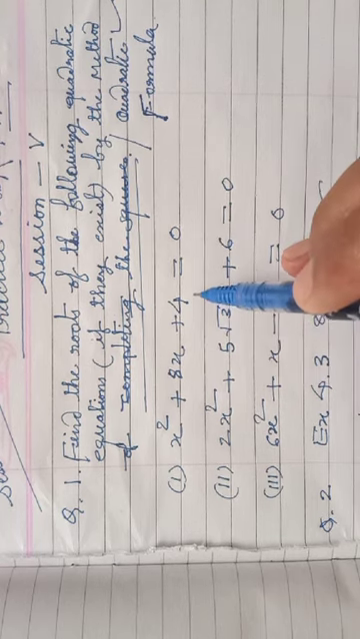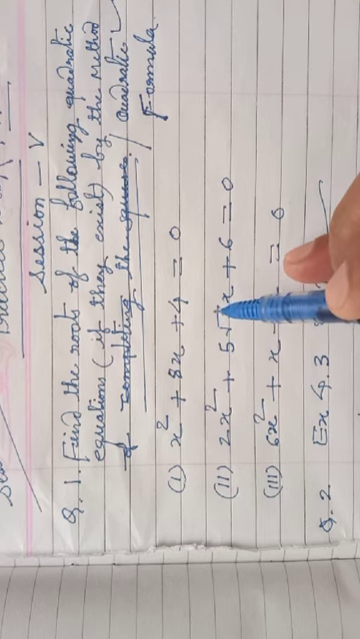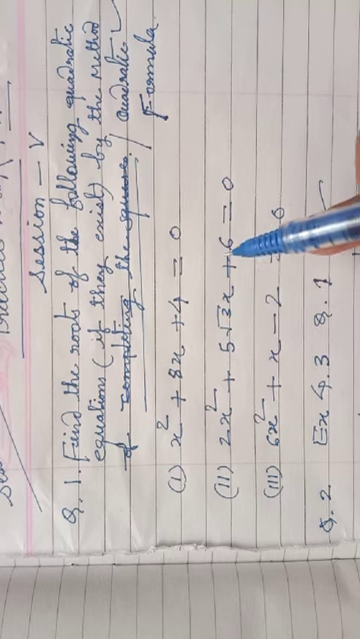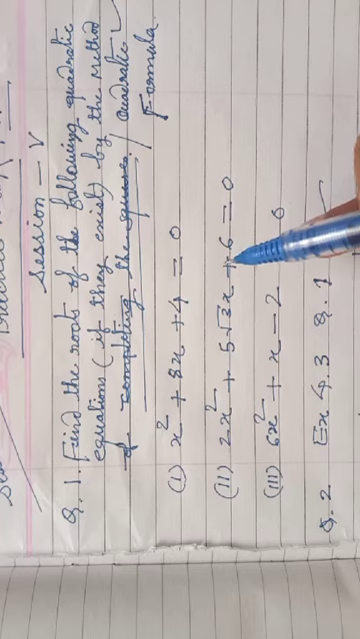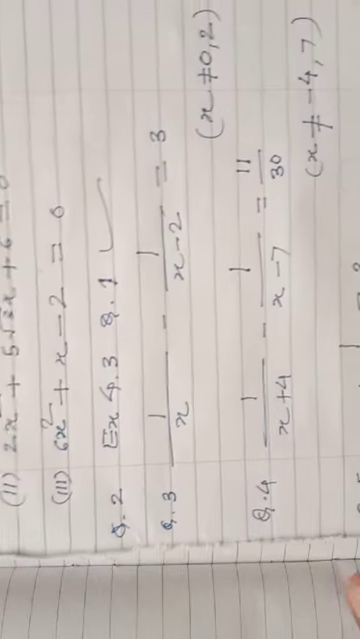x square plus 8x plus 4, first question. First, what you should do here? First get the discriminant. And then if roots exist, you should use the formula and find the roots. In the same manner you should solve it.